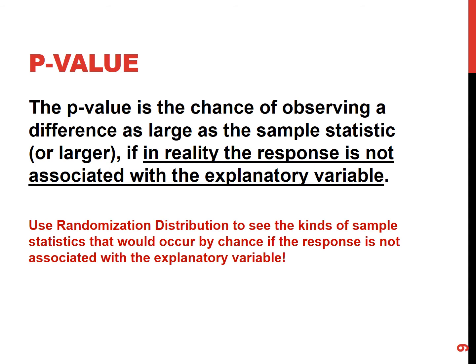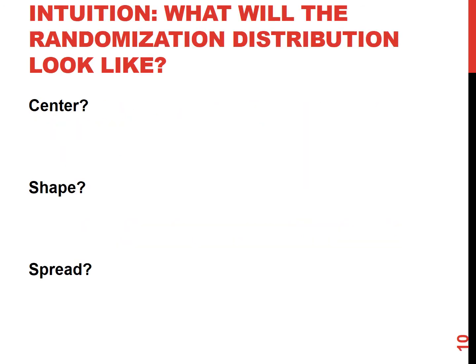We're going to use a randomization distribution to see the kinds of sample statistics that would occur by chance if the response is not associated with the explanatory variable. That is, if there's really no difference in pain scores. So use your intuition and think for a minute about what you think the randomization distribution is going to look like. Where will it be centered? What shape will it be? And how much spread do you think there'll be in that distribution? Stop the video for a minute and think about these things, and then turn it back on and we'll talk about it.